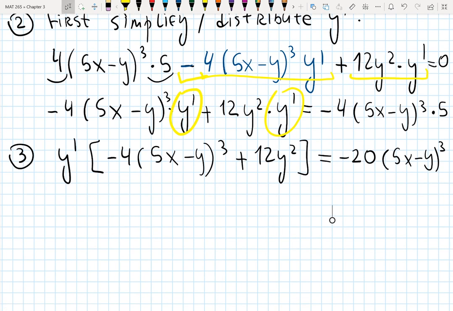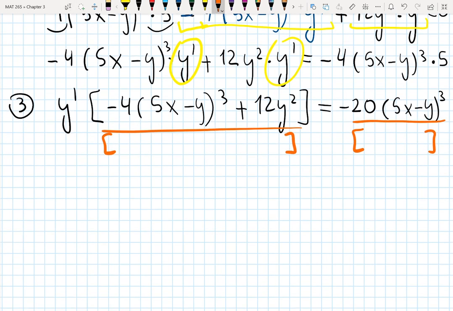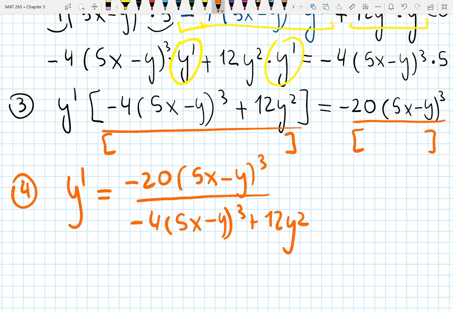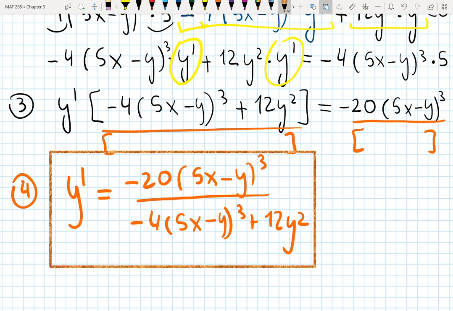The last step, students like to skip it and they just write it like this. The answer will be over those brackets. And then they tell me this is the answer on the right-hand side. But I will be nice and write it down. Y prime equals right-hand side, negative 20 (5x minus y) cubed, all over negative 4 (5x minus y) cubed plus 12y squared. And this is the final answer.